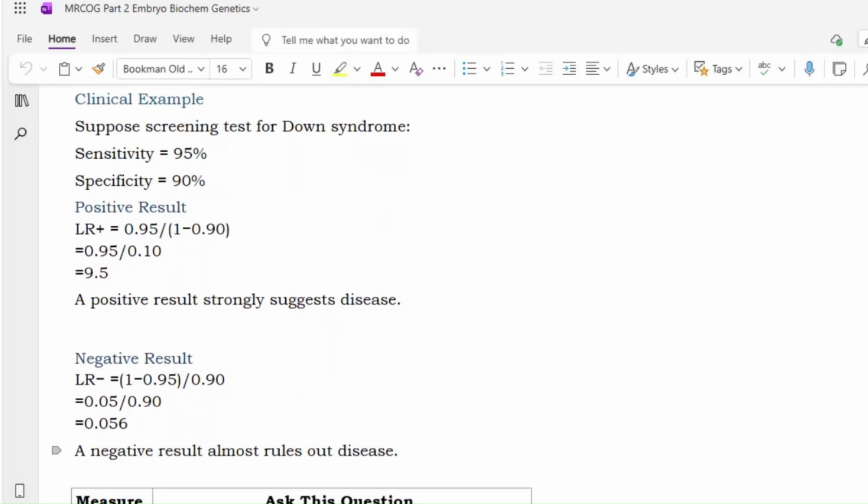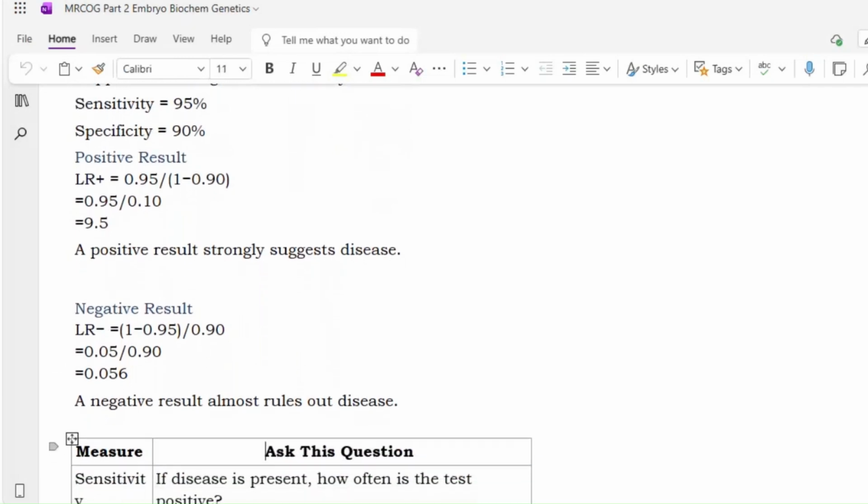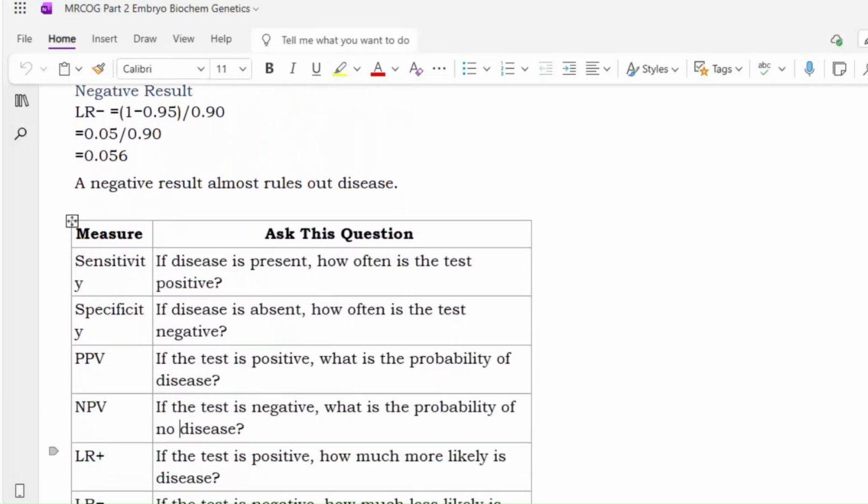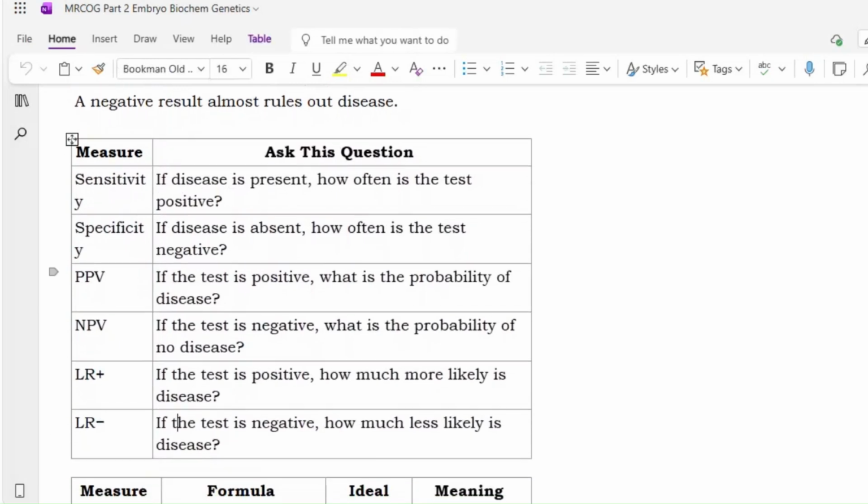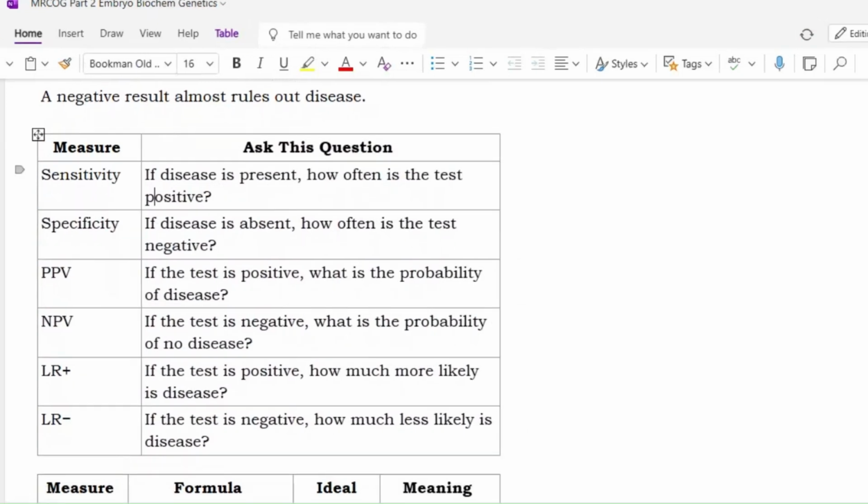A negative result almost rules out the disease. Okay, so same thing we are going to discuss now: sensitivity, specificity, positive predictive value, negative predictive value, LR positive and LR negative. Sensitivity: if the disease is present, how often is the test positive?